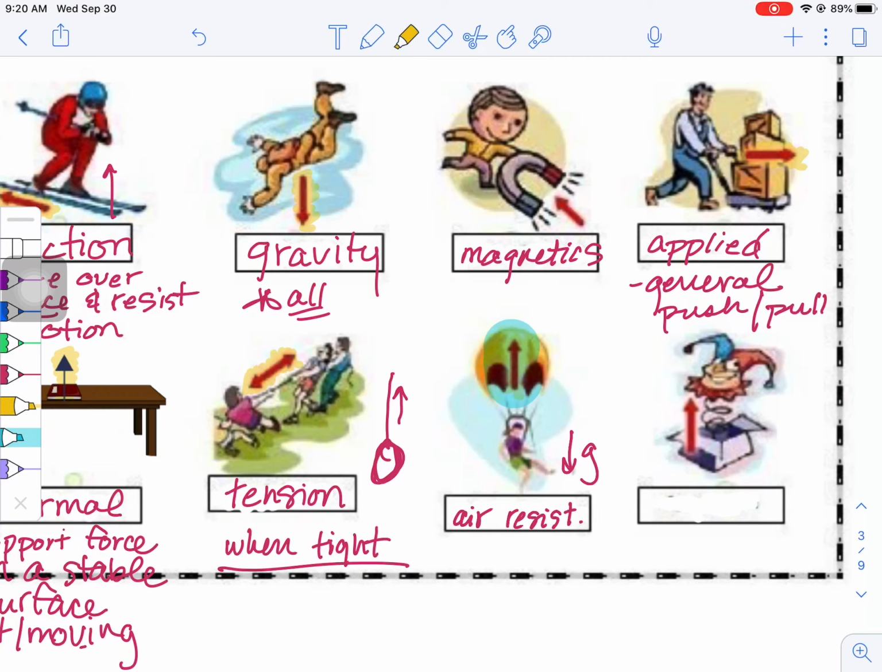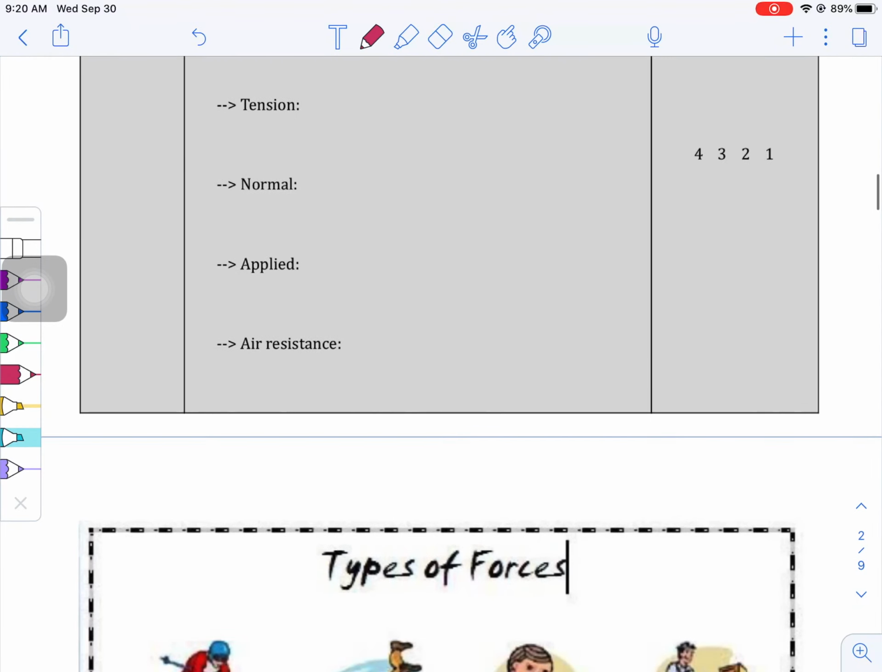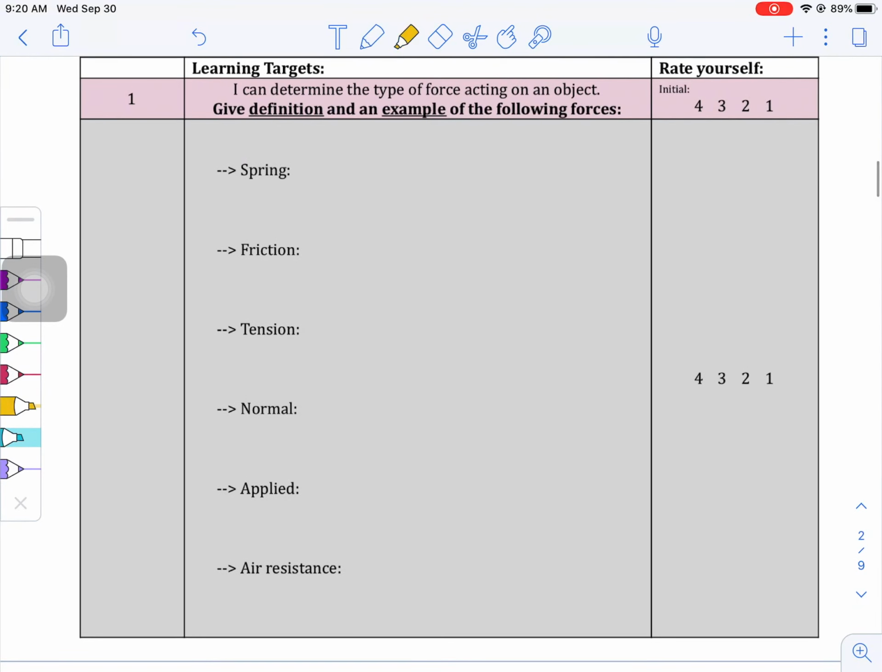And finally here, with the jack-in-the-box, hopefully this gives you a little clue. This one here is spring force. Again, make sure you have that word spring in your definition. Saw a lot of them that just said objects compressed or stretched out, but it should be when a spring is compressed or stretched. So knowing those examples and definitions, we should be able then to plug them in here on our learning targets. So definitions and examples.